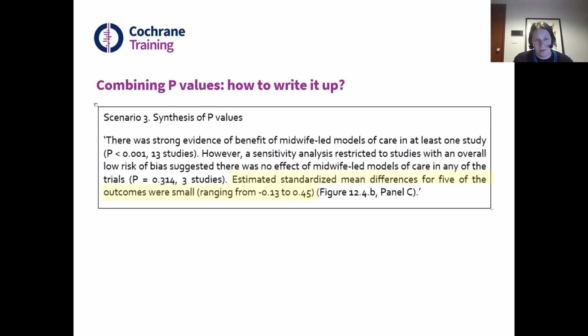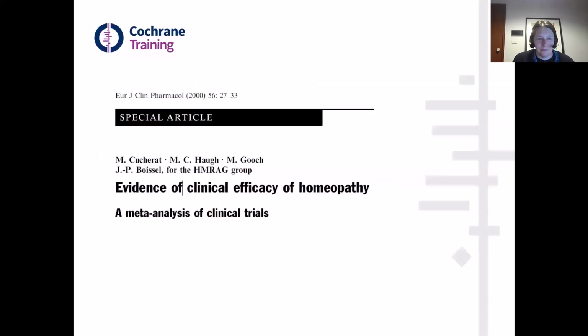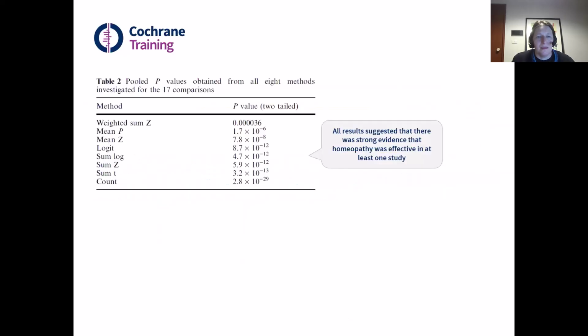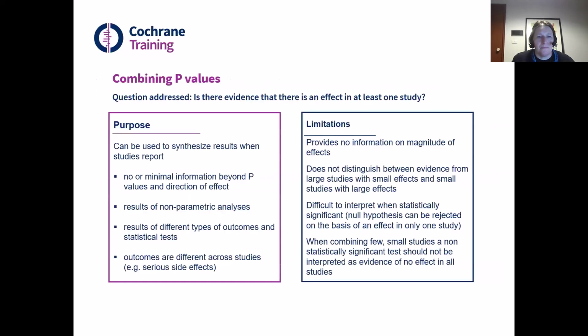So how might we write that up? Well, we might continue and say estimated standardized mean differences for 5 of the outcomes were small, ranging from -0.13 to 0.45. I'm going to skip this example, but we can always come back to it if we have time.